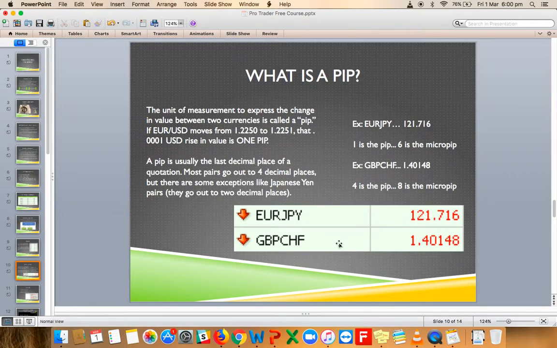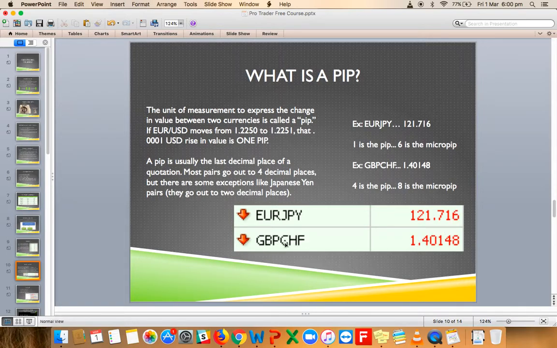121.716. Then GBP CHF will be reading 1.40148. Now, I need you to note something. When you're talking about pips here, for Euro JPY, the pips is simply this 7 and 1, 71. When the change happens on the 1, it means it has increased or decreased by a pip. The third decimal you see here is referred to as a pipette. Pipette is not always of concern to us. We don't talk much about pipette. The third decimal for a JPY currency pair is not a pip, it's actually a pipette.